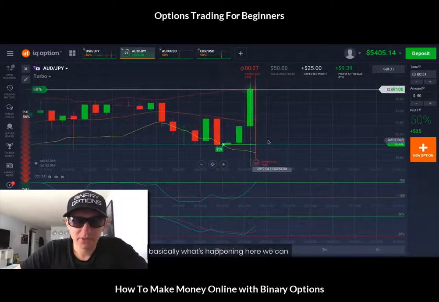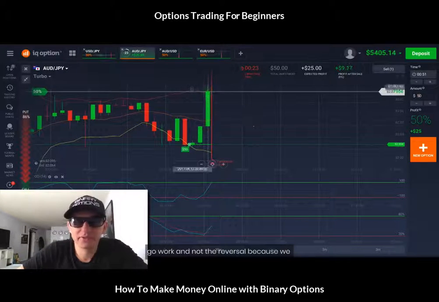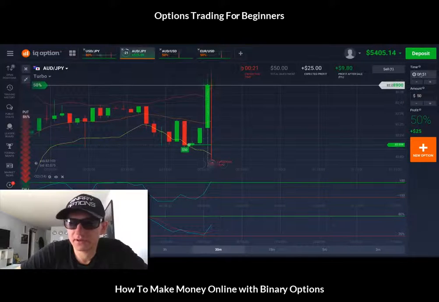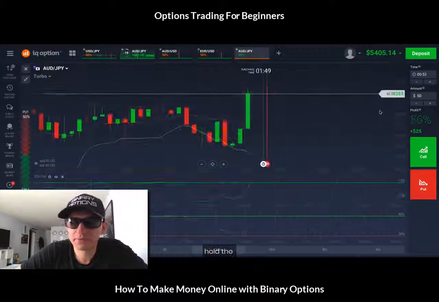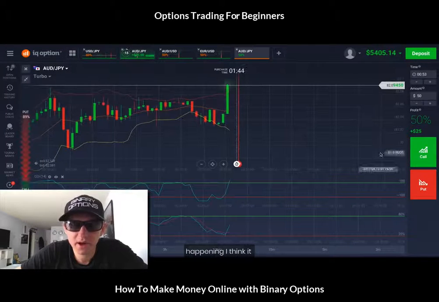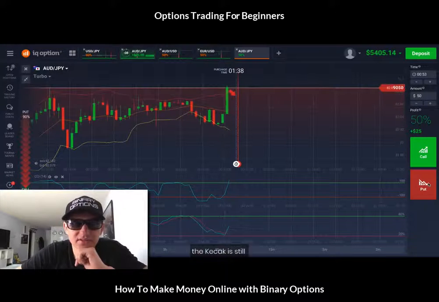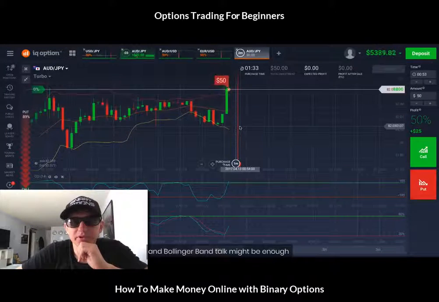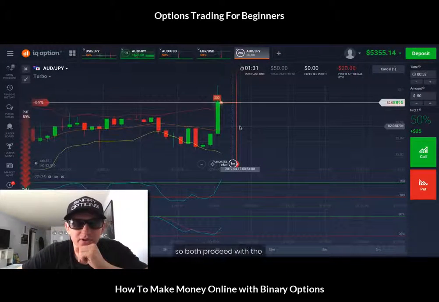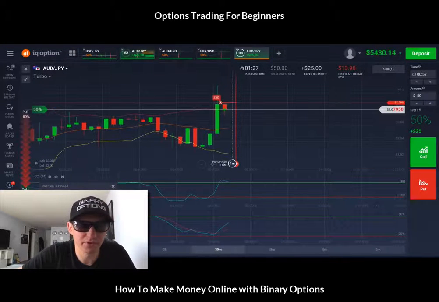And basically what's happening here, we can go for another reversal, because you see how the breach of the upper line is happening. I think it should be the good moment to go for the put stake. The stochastic is still not there, but the CCI and Bollinger Bands might be enough. So I will proceed with the put stake.